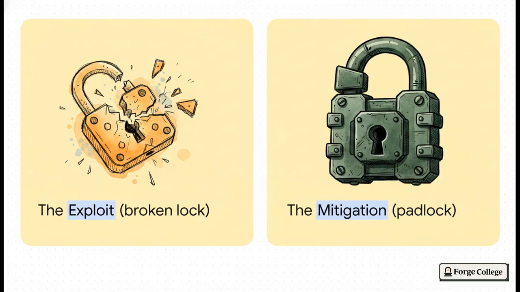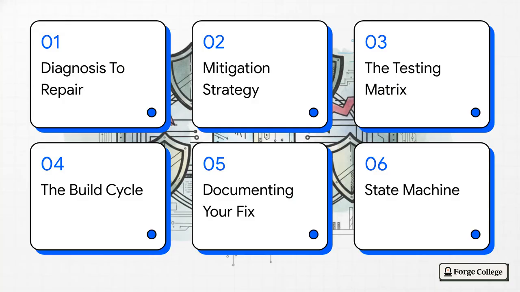Finding the bug is a great first step, for sure. But today, we are rolling up our sleeves to reinforce those access boundaries so nobody can ever pick that lock again. So, here's our literal blueprint for today. We're going to cover from diagnosis to repair, choosing a mitigation strategy, building the testing matrix, executing the build cycle, documenting your fix, and finally, securing the state machine. Let's dive in. Section 1.